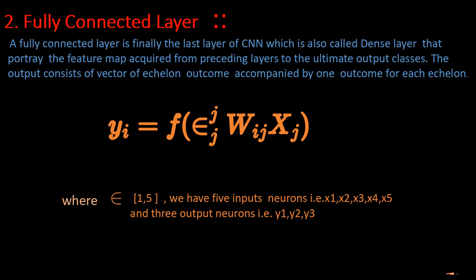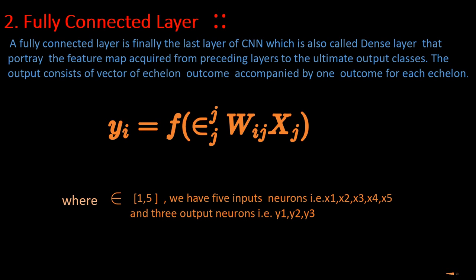So a fully connected layer is finally the last layer of the, no, I can't say it is the last because I think the activation function is the last layer of the CNN. It is also called the dense layer. It maps the feature map acquired from the preceding layers to the ultimate output classes. The output consists of a vector of class outcomes, with one outcome for each class.